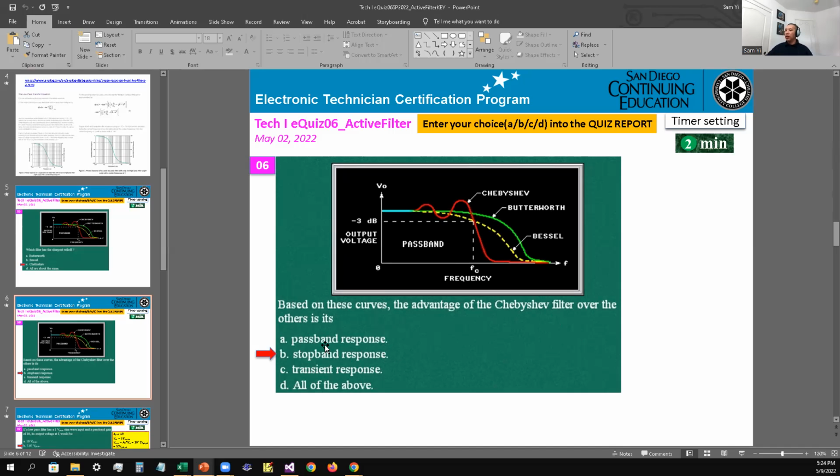It cannot be pass band, because in the pass band there's a whole bunch of noise, a whole bunch of ripple, so that's not its advantage. That would be a disadvantage. And transient response, you can see this response kind of varies all the way through, so it's not that. So the answer is B as in Bob for number 6. Any question on number 6?